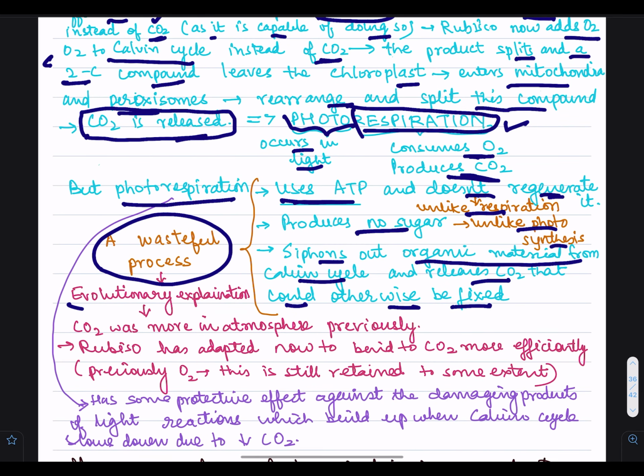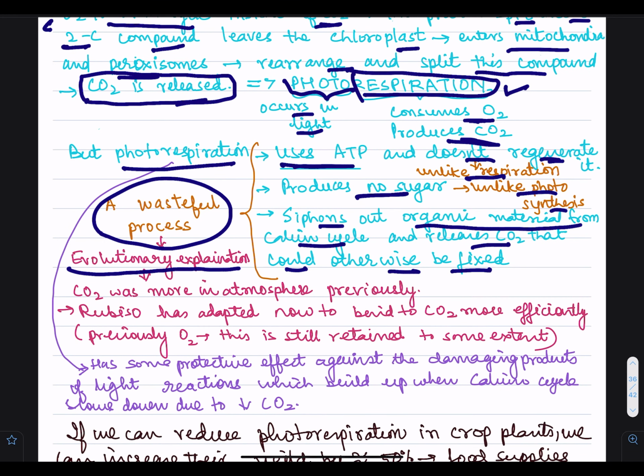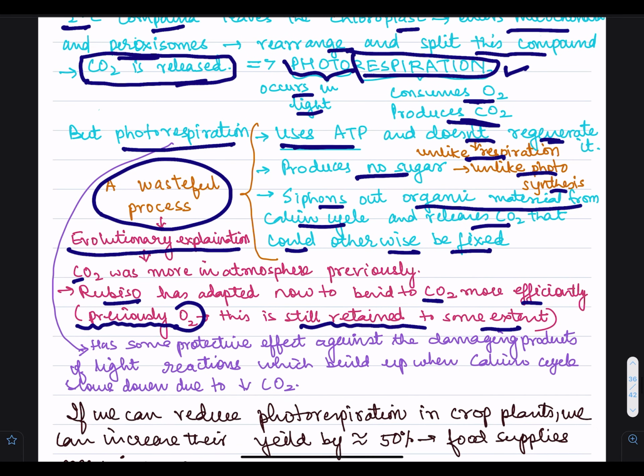We have an evolutionary explanation for all this. Previously, carbon dioxide was more in the atmosphere. The Rubisco enzyme has now adapted to bind to carbon dioxide more efficiently. Previously, it was binding more efficiently with oxygen. And this feature of binding with oxygen is still retained to some extent by Rubisco. So, this is the evolutionary explanation behind all this.